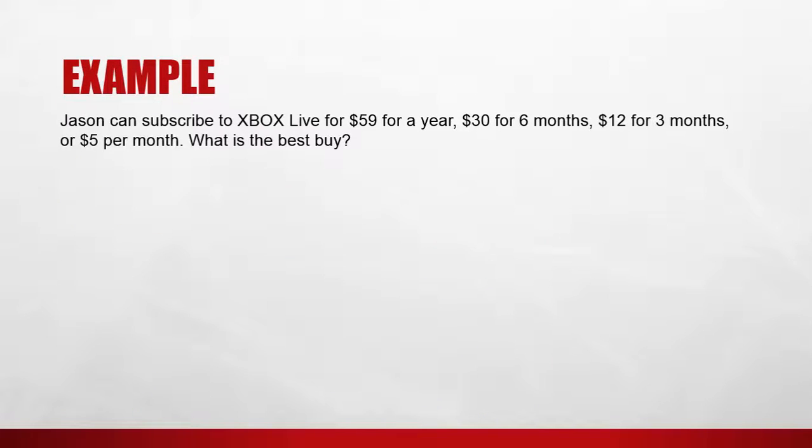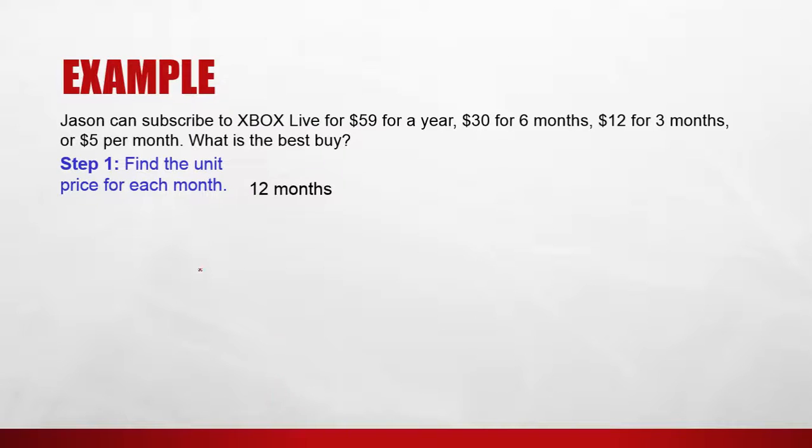Alright, let's try another one. Jason can subscribe to Xbox Live for $59 a year, or $30 for 6 months, or $12 for 3 months. Last one, $5 for 1 month. We want to figure out what is the best buy. Same thing, find the unit price for each month. 12 months or a year. We want to make it into months because all the other units are months. So 12 months in 1 year.